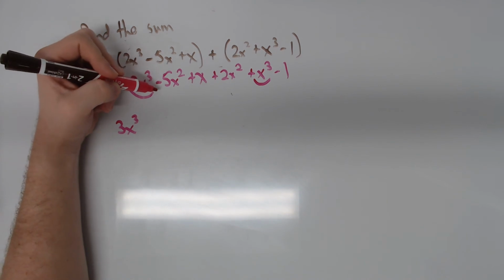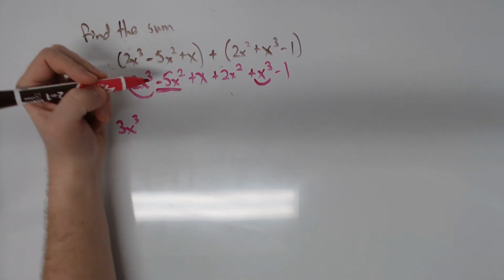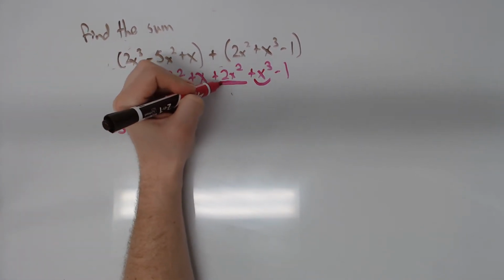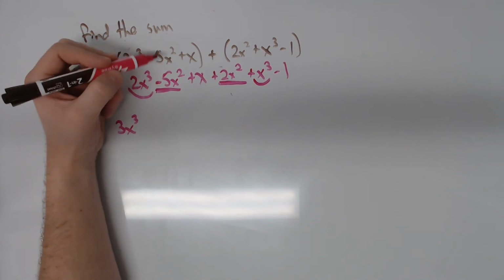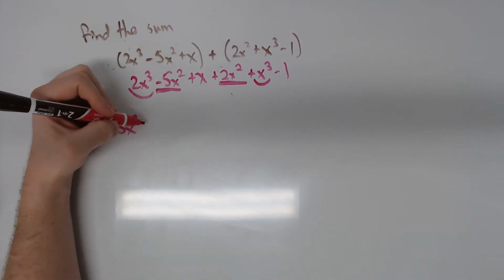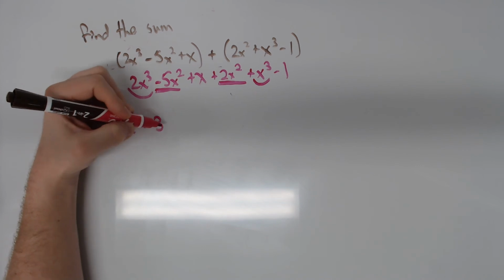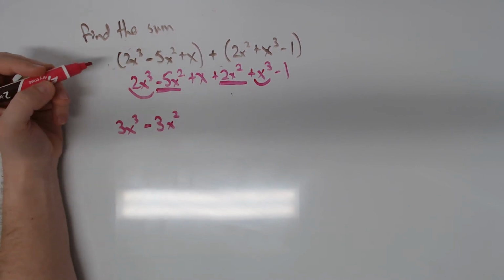Next, I'll do my x squareds. Negative 5x squared, positive 2x squared. Negative 5 plus 2 is negative 3. So I'm going to do minus 3x squared.